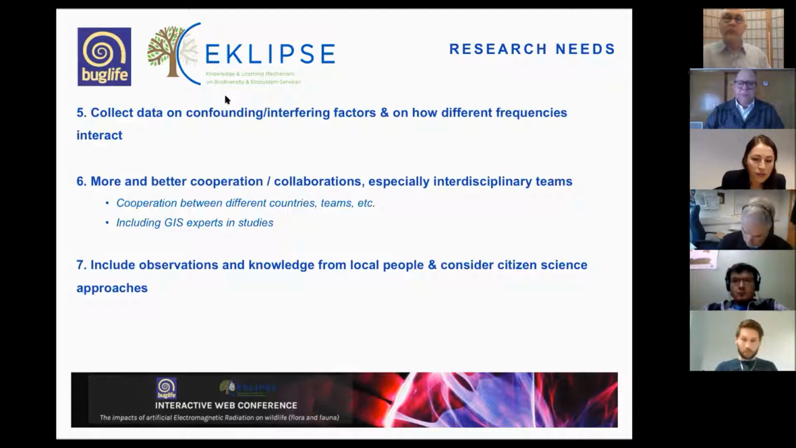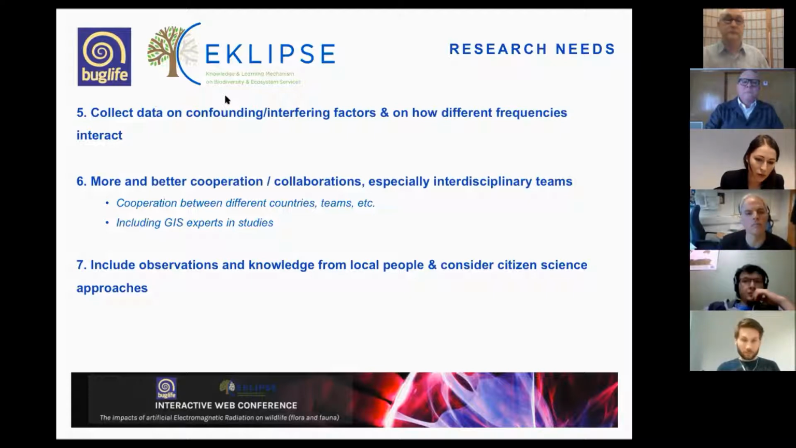So number 6, this was also a very important point, that there should be much more cooperation and collaboration between countries, between different research teams, and also that these teams should include different disciplines, that they should be interdisciplinary. So as we already said, not only biologists and ecologists, but also technical experts, and as some people mentioned, also people experts in GIS or cartography.